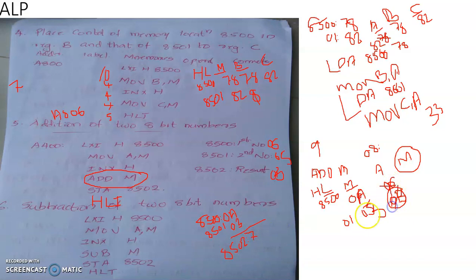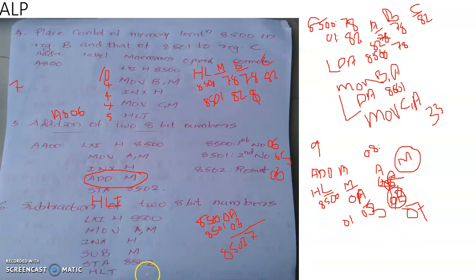അപ്പോൾ അക്യുമുലേറ്ററിൽ ഇപ്പം ഉണ്ടായിരുന്ന ഈ 0a എന്നുള്ള, MOV A, M ചെയ്തപ്പോൾ ഈ നമ്പർ അക്യുമുലേറ്ററിൽ എത്തിയിരുന്നു. അതിൽ നിന്ന് മെമ്മറിയിലുള്ള 03 കുറച്ചു. അപ്പോൾ അക്യുമുലേറ്ററിലെ നമ്പർ 07 എന്ന് ചേഞ്ച് ആയി. Now accumulator has this result 07.